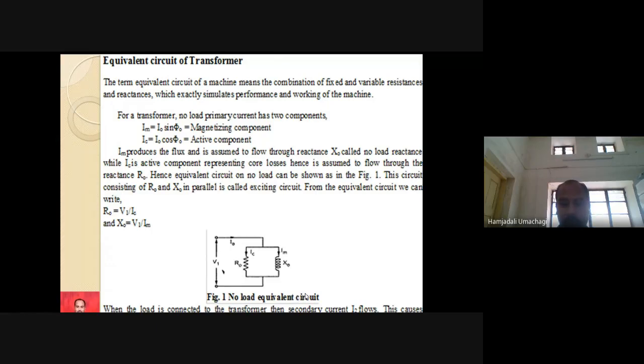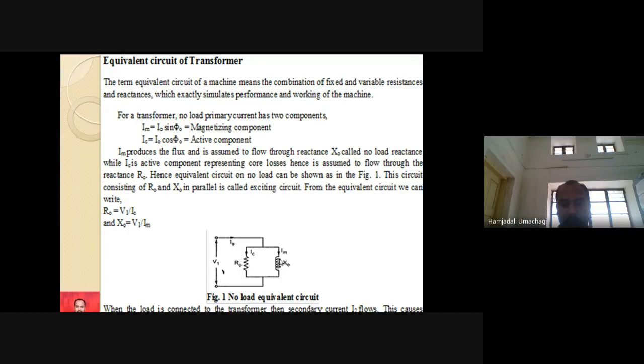Whenever the transformer does not have any connected load on the secondary side, then it has some magnetizing circuit. That magnetizing circuit is nothing but this part, and this is there on the primary side. Here the no load current I naught is divided into two components: IM, the magnetizing current flowing through the no load reactance X naught, and the active component IC flowing through the no load resistance R naught, and this is my primary voltage V1. So from this circuit diagram, I can say that the no load resistance R naught is equal to V1 by IC. Input voltage V1 divided by the current flowing through R naught, that is IC. So R naught is equal to V1 by IC.